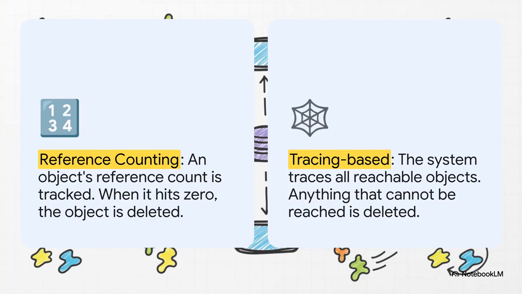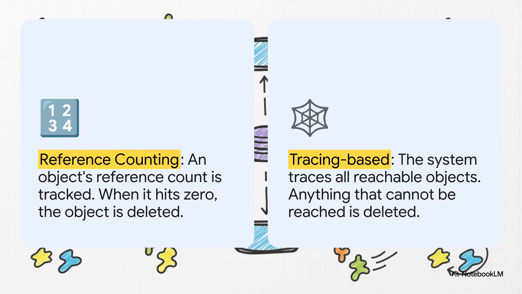And there are two main schools of thought on how to do this. First up is reference counting. This is kind of like a popularity contest. Every object keeps a running tally of how many other objects are pointing to it. The second its reference count drops to 0, poof, it's deleted instantly. It's fast, but it can get tripped up by complex loops.